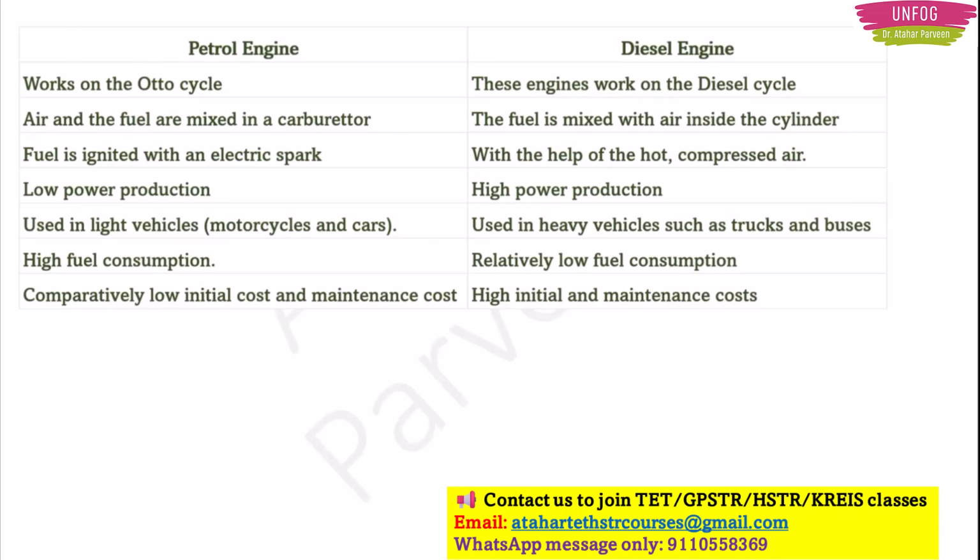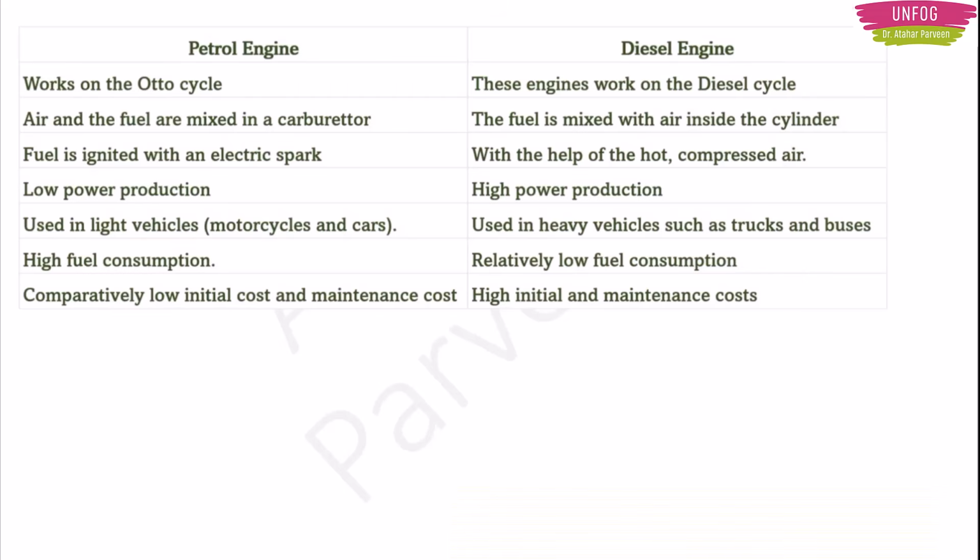And then in the petrol engine, fuel is ignited with an electric spark. How do you start your bike? You can just start with the auto thing, no? That is an electric spark. But in the diesel engine, you need hot compressed air, then only you can start it. In the petrol engine, the production will be very low. Petrol engine means you remember your bike.